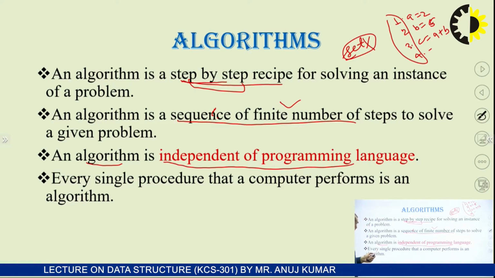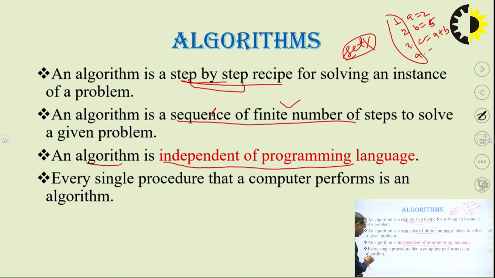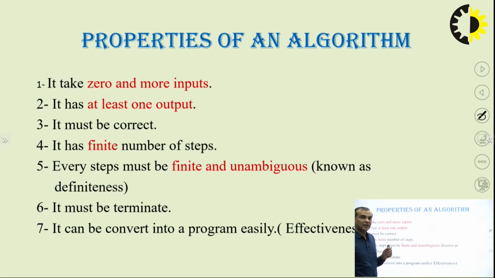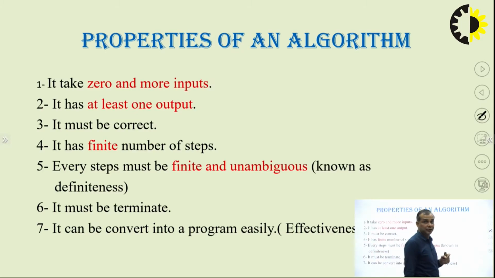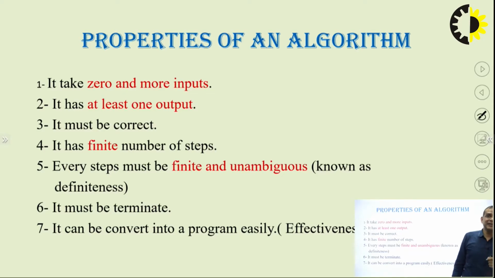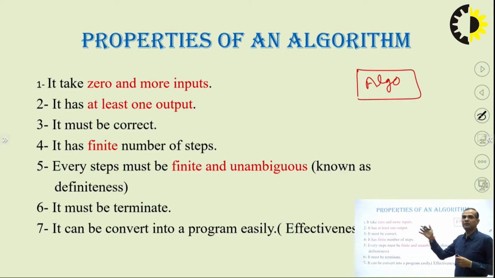Next, every procedure that a computer performs is an algorithm. Now the second point: an algorithm is a finite number of steps to solve a given problem, and these finite number of steps must be clear. There are a few properties of an algorithm when we write one. If we write down an algorithm, it has the following properties.